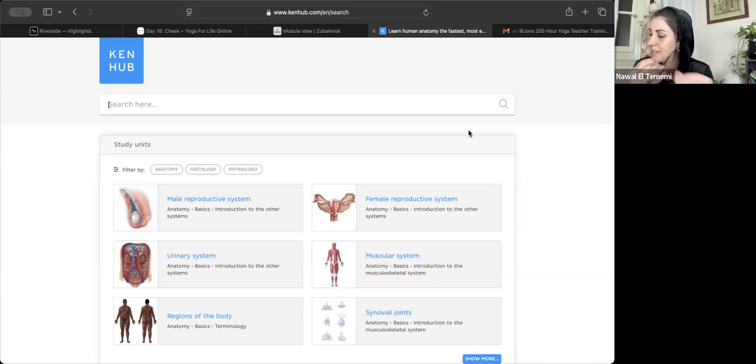Then we have the wrist and finger extensors, and the wrist and finger flexors. We'll get into that in more detail later. I just want to go over the major muscle groups today.